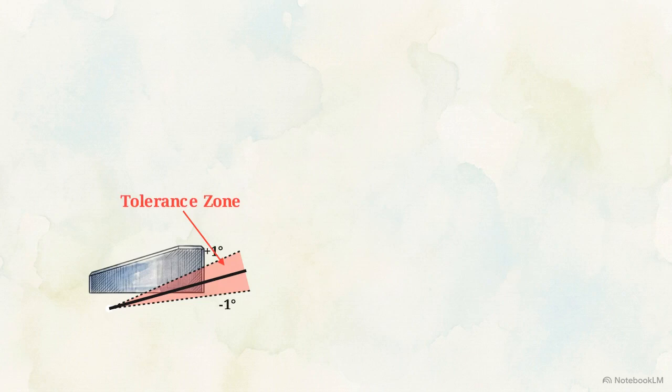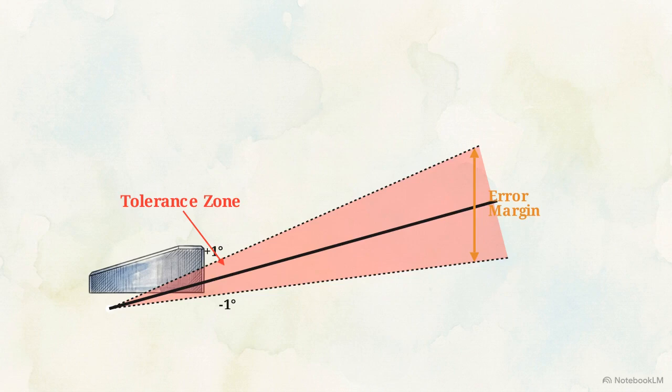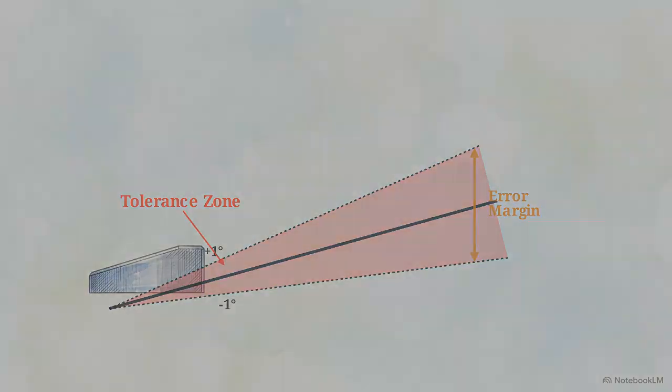If we allow an angle to vary by plus or minus 1 degree, we create a wedge-shaped tolerance zone. The further that surface travels from its starting vertex, the wider the error margin grows. A part that meets specifications at its base can exceed those limits at its far edge.